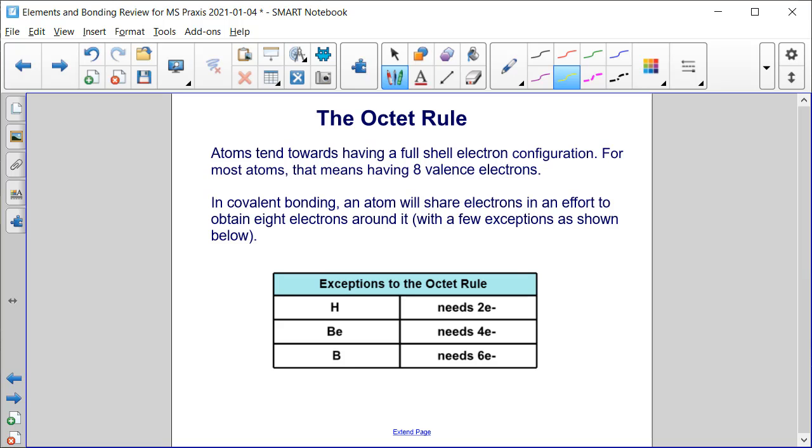Hydrogen, because it's in the first row in the periodic table, only needs 2 electrons to be stable. Beryllium in that second row only needs 4. And boron, right after beryllium, above aluminum, only needs 6 electrons to be stable.